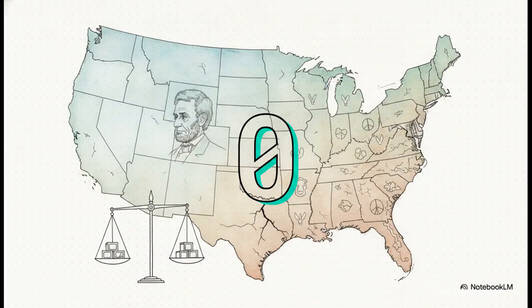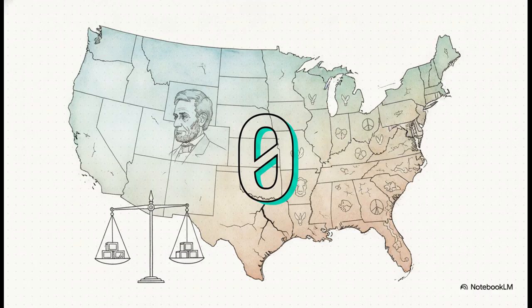Zero. Yeah, you heard me right, zero. That is the exact number of Southern electoral votes Abraham Lincoln needed to win the presidency back in 1860. I want you to just think about that for a second. A candidate became president of the entire United States without carrying a single solitary state from the South. His electoral votes came almost entirely from northern states, plus a few out west.